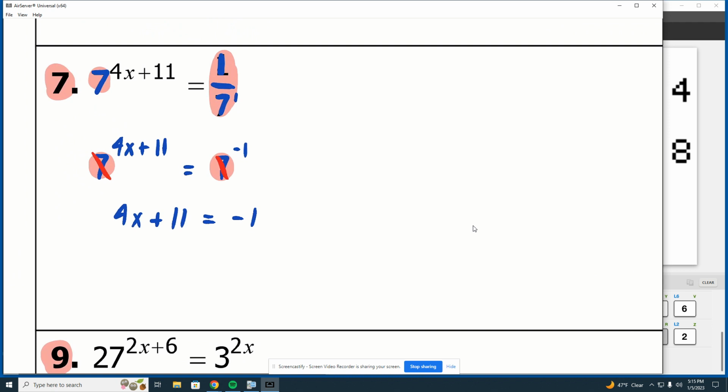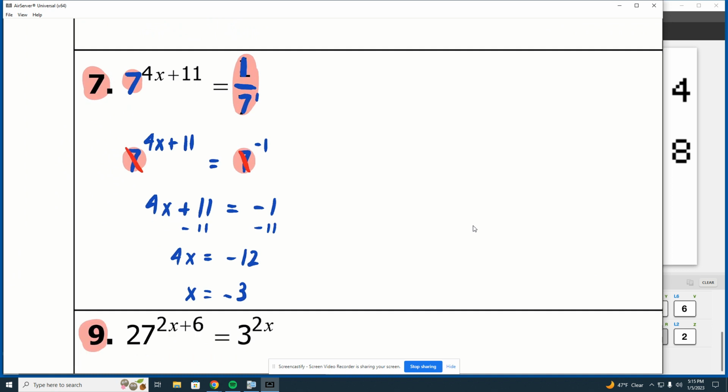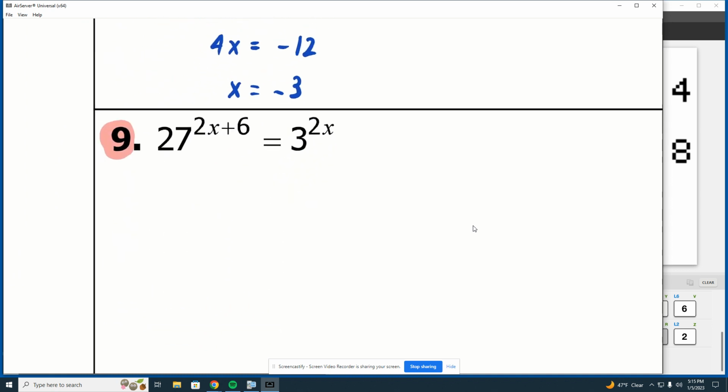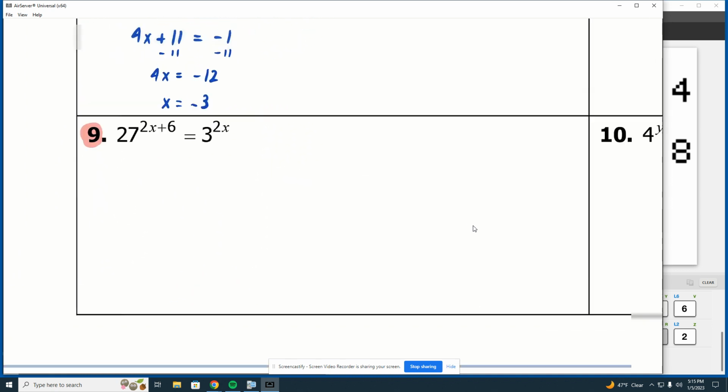So let's solve it. I'm going to subtract 11. So 4x will equal negative 12. Then I'm going to divide by 4. So x equals negative 3. Okay? Hopefully that makes sense to you. It's not too bad. Let's look at number 9.